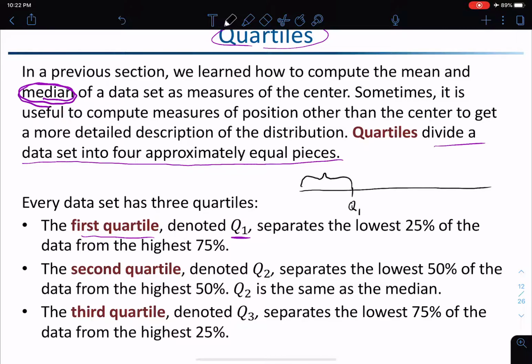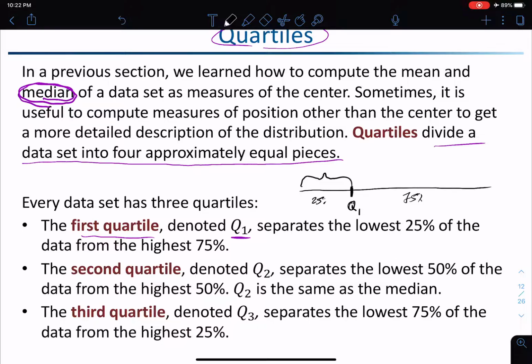When you label Q1, that's saying it approximately separates the lower 25% of the data. So approximately 25% of the data is down here, and then above that would be 75% of the data. So that's what Q1 does, right? And then we keep on going.